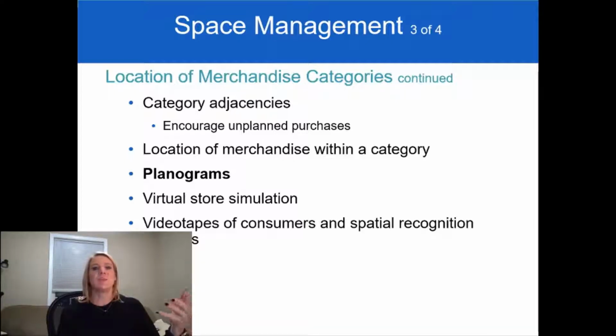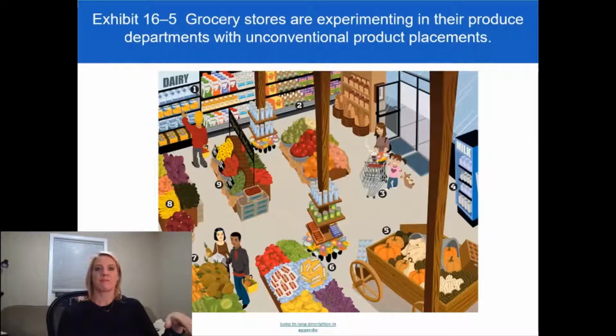The videos then can be used to improve layouts and planograms by identifying the causes of slow-selling merchandise, like poor shelf placement. The videos allow retailers to learn where customers pause or move quickly, and this information can help retailers decide whether the current layout is working or needs revision. So grocery stores are experimenting with their produce departments in unconventional product placements.